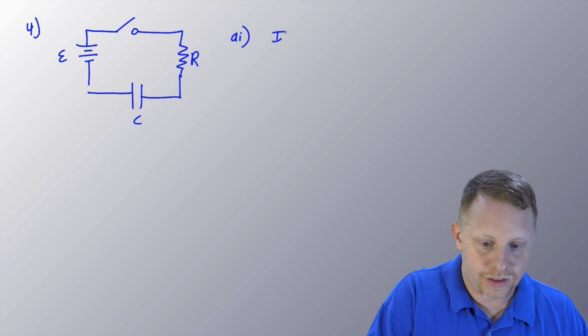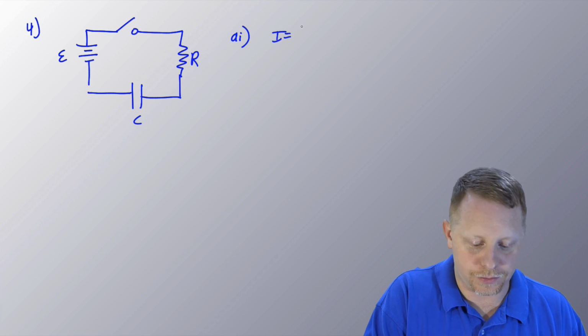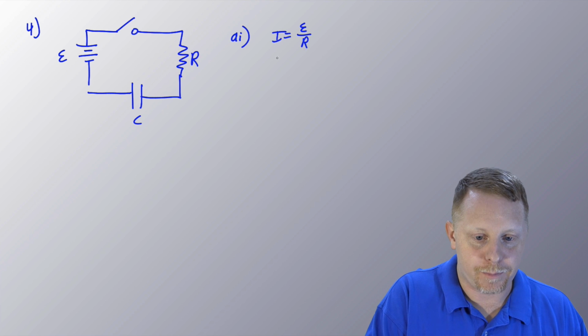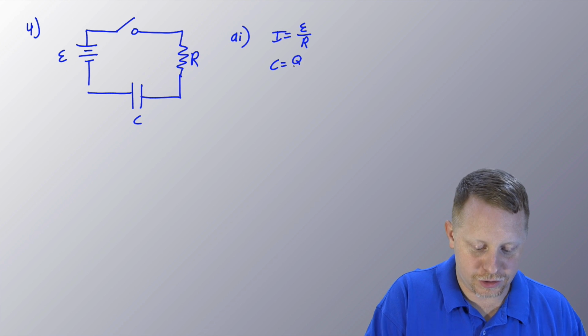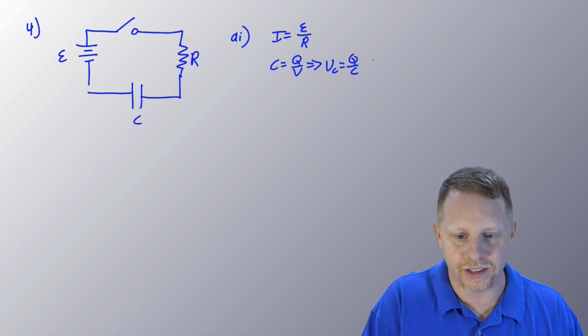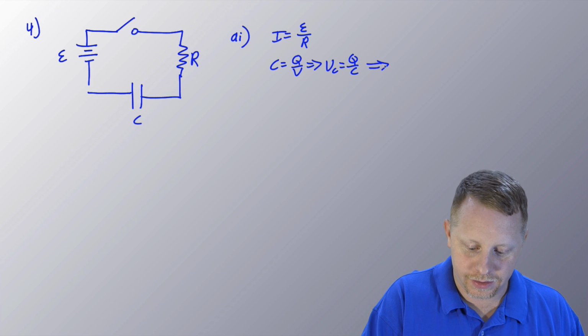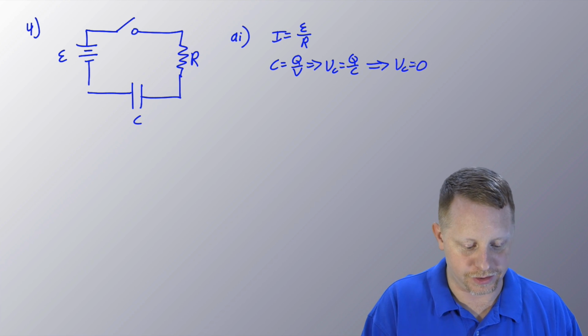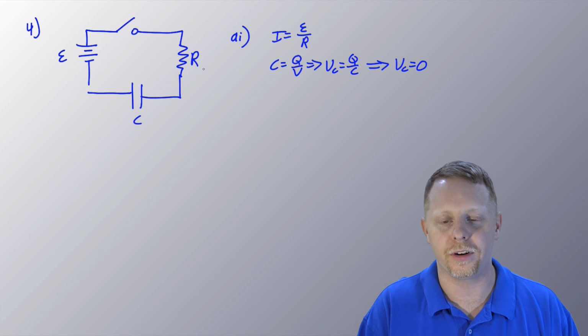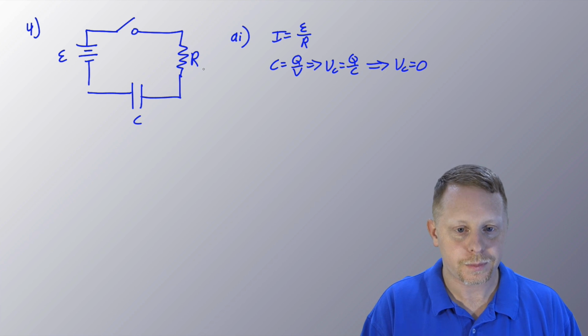The current then is just going to be V over R by Ohm's law. Our voltage is the EMF supplied by the battery. The capacitance is charge over voltage, therefore the voltage across our capacitor is Q over C. And initially, Q is 0, therefore the voltage across the capacitor is 0. All of the voltage is dropped across the resistor, which is why you have that full current across the resistor.